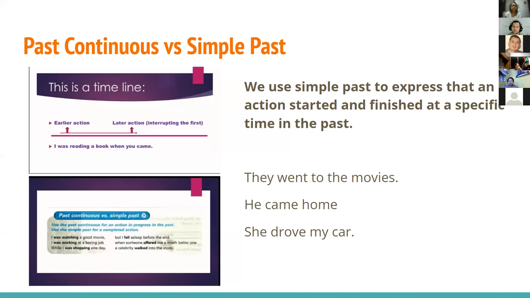While I was shopping one day, a celebrity walked into the store. What is the meaning of while? Do you know that word, while?